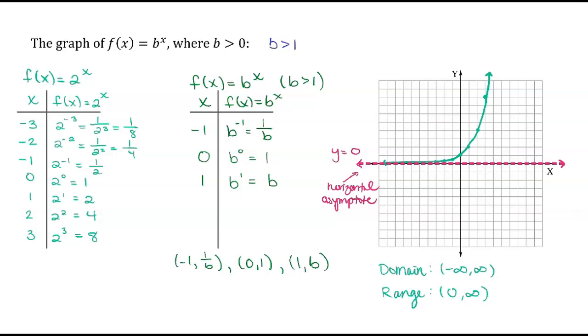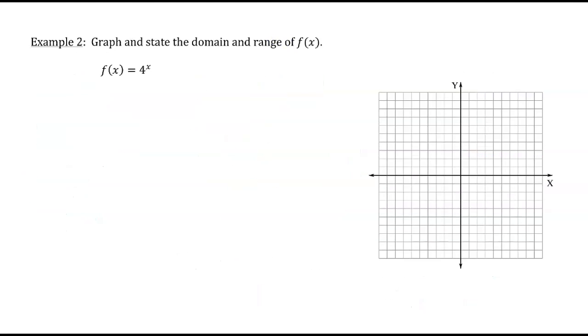Notice that all exponential functions of this form will have the same y-intercept, because any number raised to the exponent of 0 is equal to 1. Let's take a look at an example. Here in example 2, we're going to graph the exponential function 4 to the x.